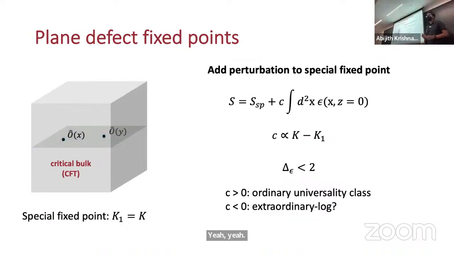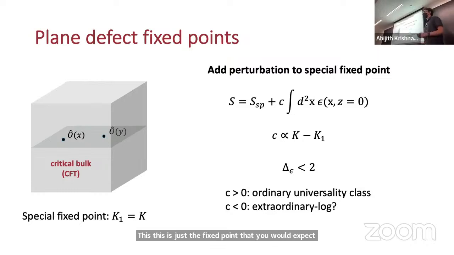All right, so let's remove the magnetic field. Instead, let's just change the coupling along the plane defect. The easiest thing we can do is set the coupling along the plane defect to equal the bulk coupling. And at the critical point, we get the special fixed point. And this is just the fixed point that you would expect if there's no defect at all.